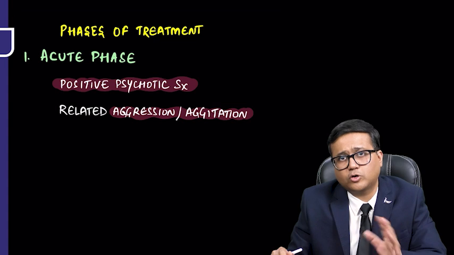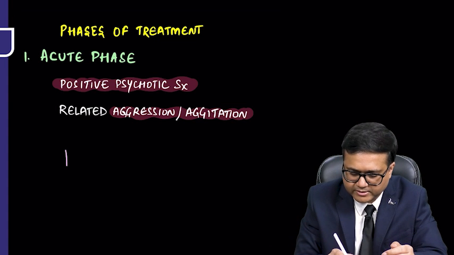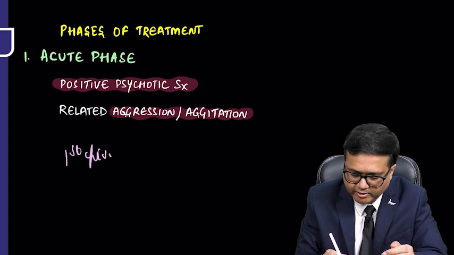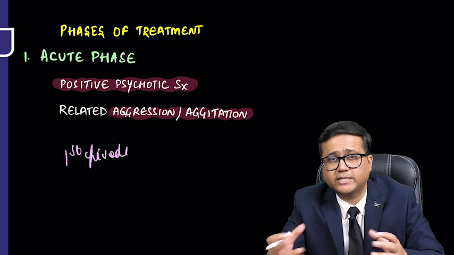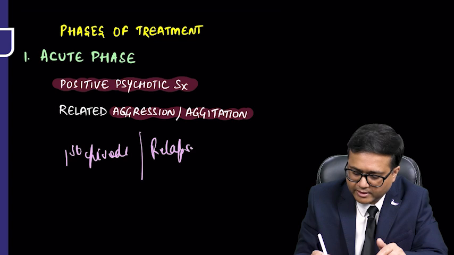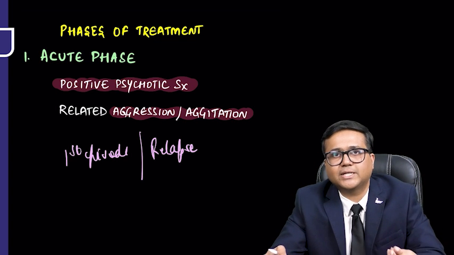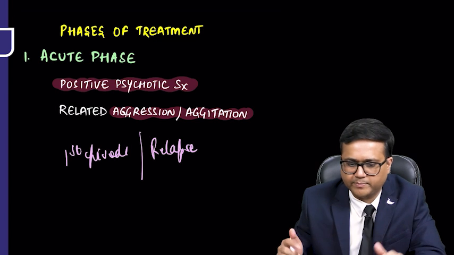Now, also when we talk about acute phase, the patient may come to you in this phase as the first episode. So the patient who has the first episode has come to you in the acute phase, or sometimes it may be that there is a relapse. That means there is a prior episode and now there is a relapse. So again, the patient has now landed in the acute phase.